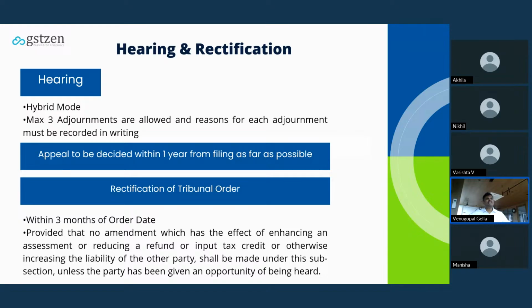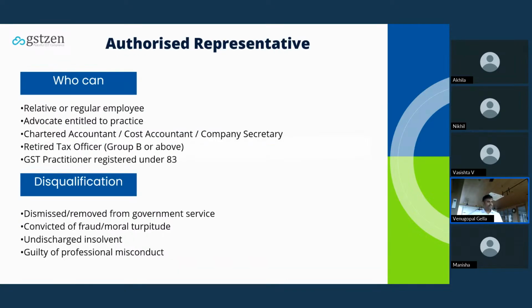Section 75 of the Act gives certain guidance on how to deal with these things. You can take an adjournment a maximum of 3 times. Three times you can say, I am not well, or my auditor who is appearing in the case is not available. Who will appear? In the case of a company, it can be a regular employee or an advocate who is entitled to practice, a chartered accountant who is entitled to practice, a retired tax officer, or a GST practitioner. They can appear.